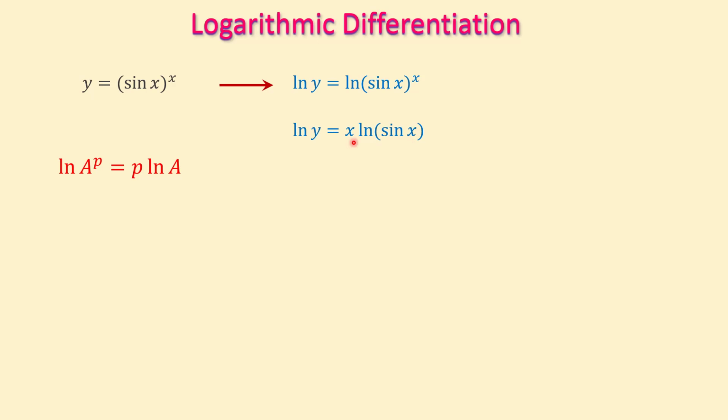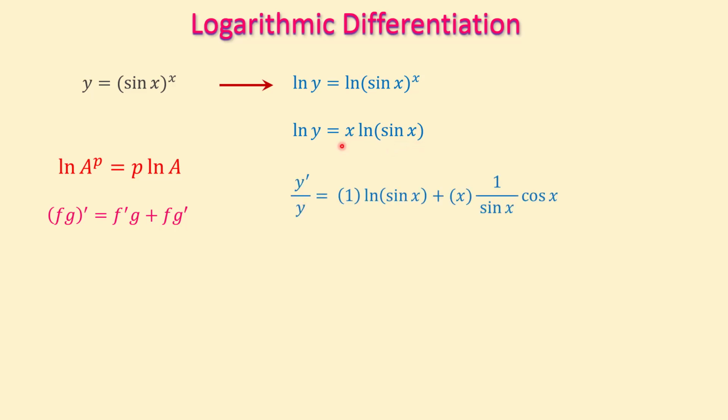Now we have to take the derivative of both sides of this equation. For the right side of this equation, we need the product rule. Let me remind you of the product rule. The derivative of f times g equals f prime times g plus f times g prime. In this example, f is x and g is ln of sine of x.